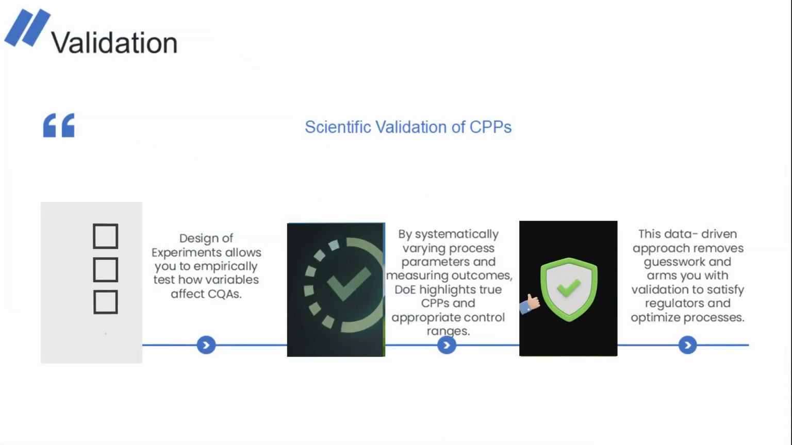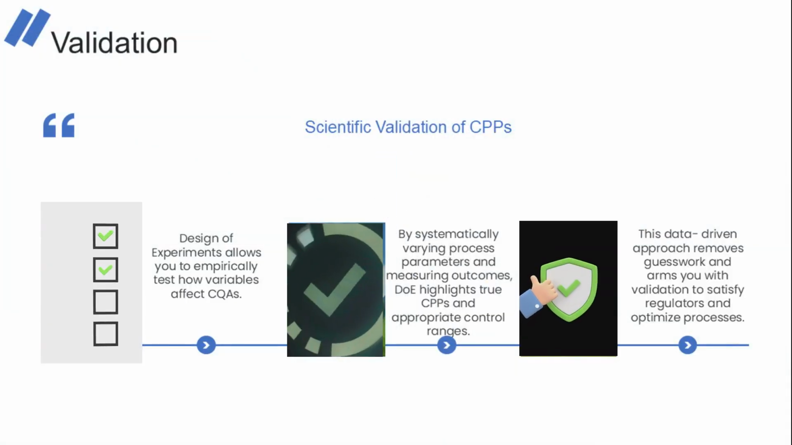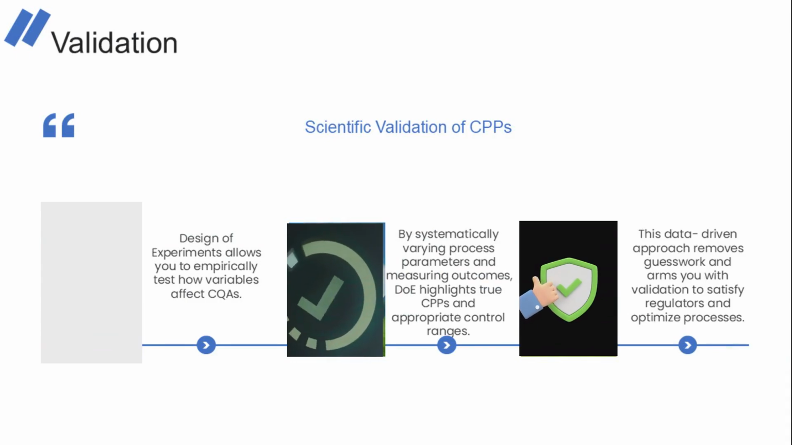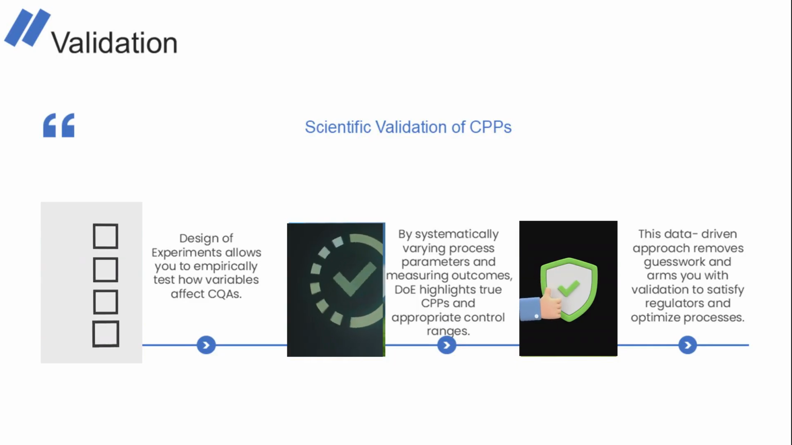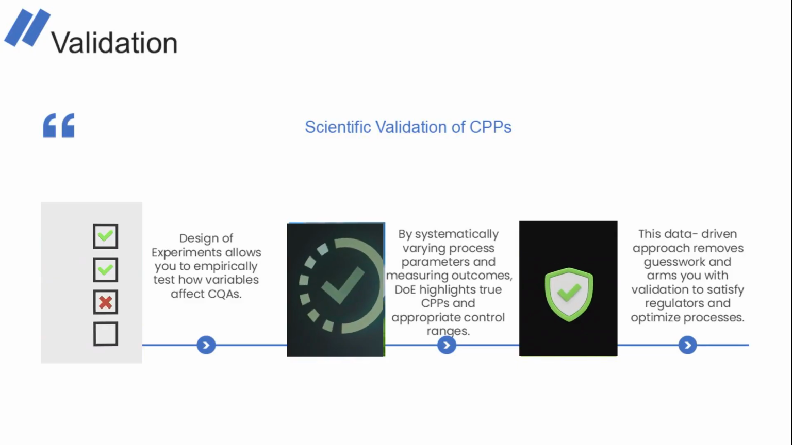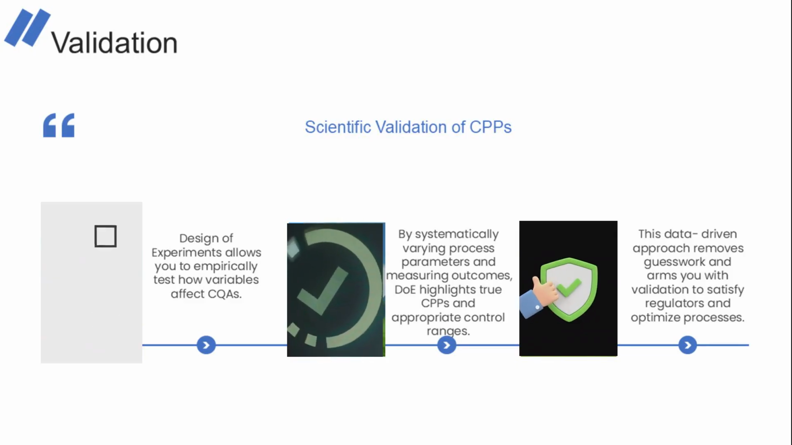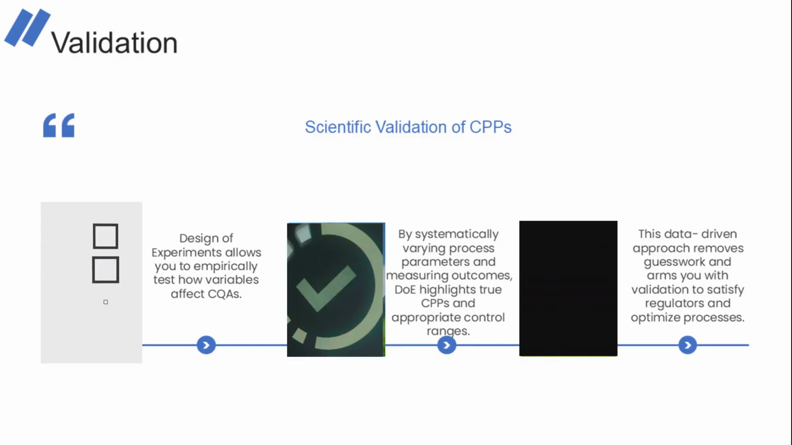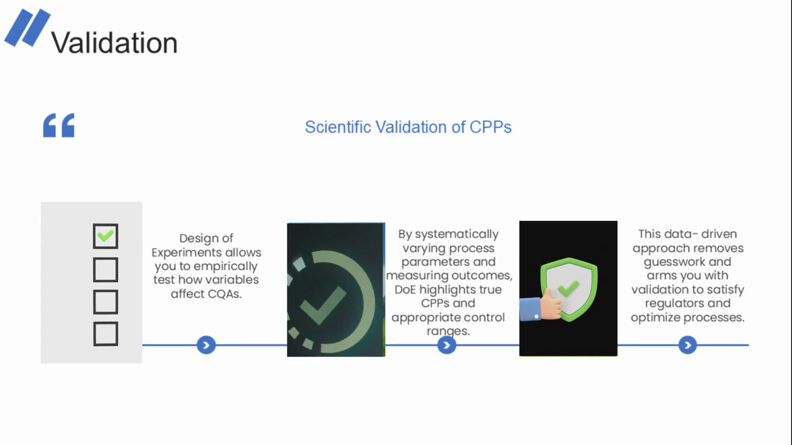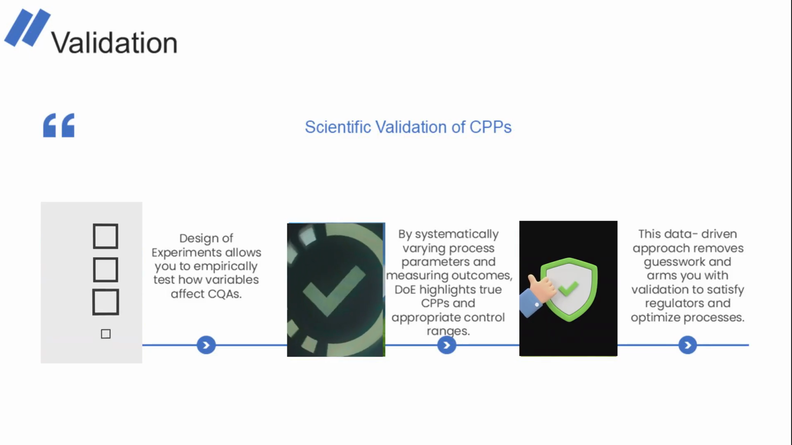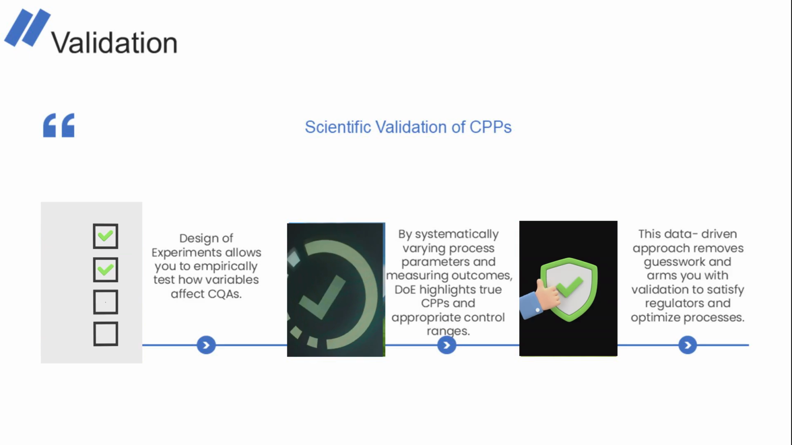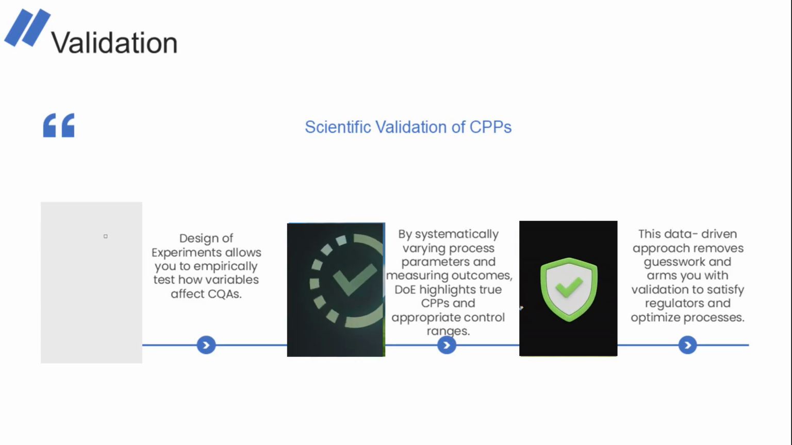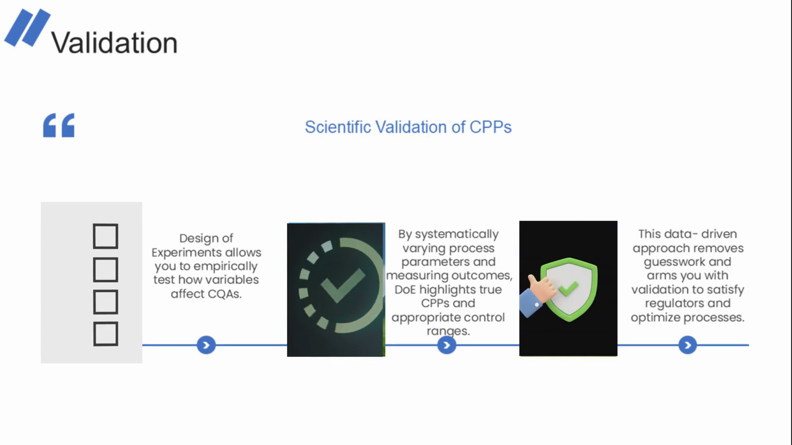Design of experiments, DOE, enables manufacturers to empirically test how different process variables influence critical quality attributes, CQAs. By systematically adjusting parameters and carefully measuring the outcomes, DOE identifies the true critical process parameters, CPPs, and establishes the optimal control ranges required to maintain consistent product quality. This data-driven approach removes uncertainty, provides robust evidence for regulatory compliance, and helps manufacturers optimize processes for maximum efficiency, reliability, and patient safety. By using DOE, companies can confidently design controls that ensure every batch meets the highest standards.